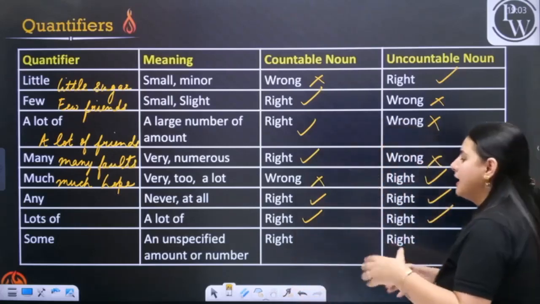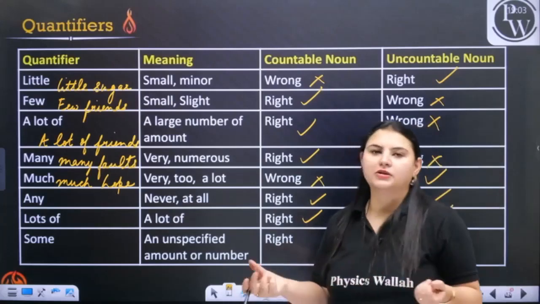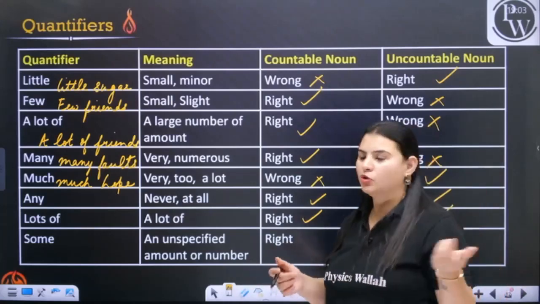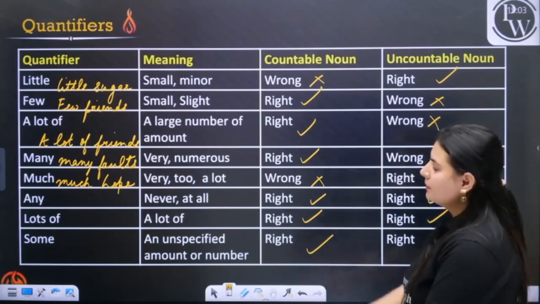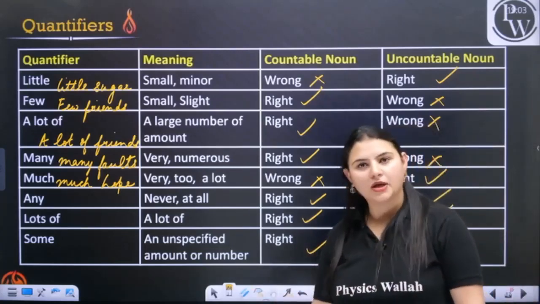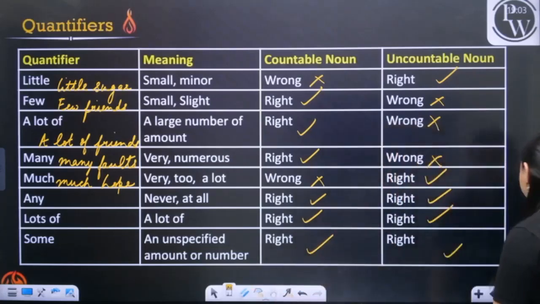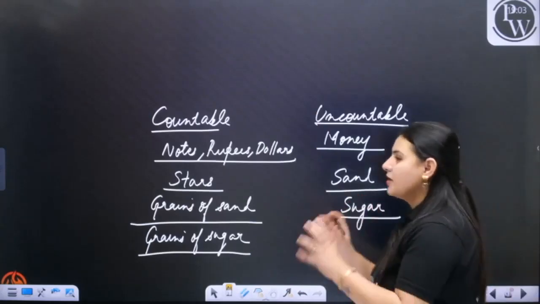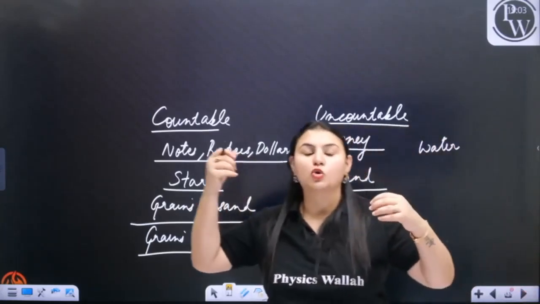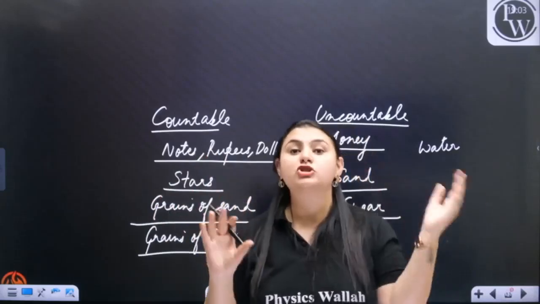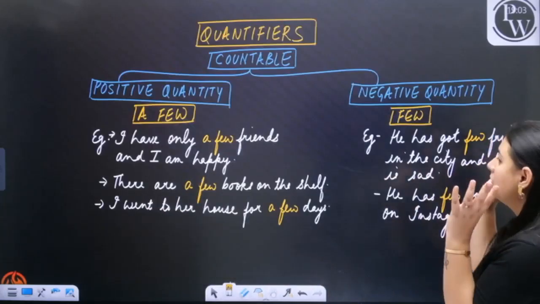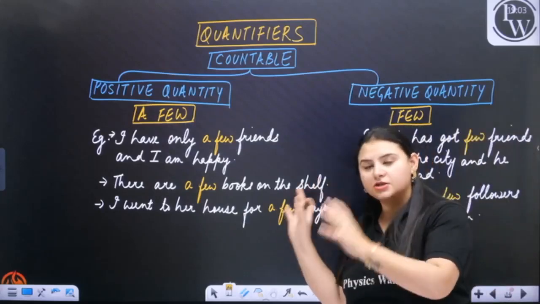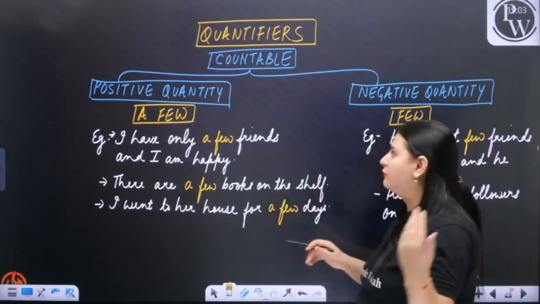Some is an unspecified amount. When we do not know the number, some is something that we can use with countable and uncountable, both of these. Now, we learn specific things that we get confused in. Sometimes we do not know which article, which determiner to put where. Basically, these are the determiners that are often confused.